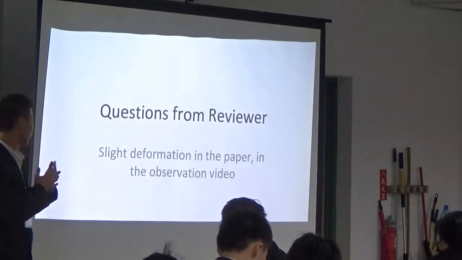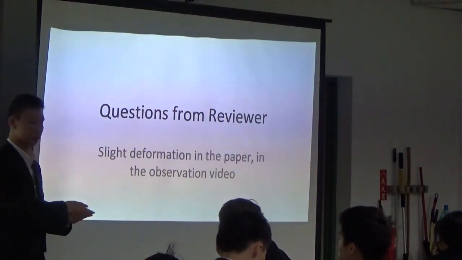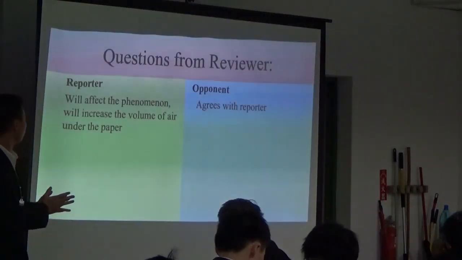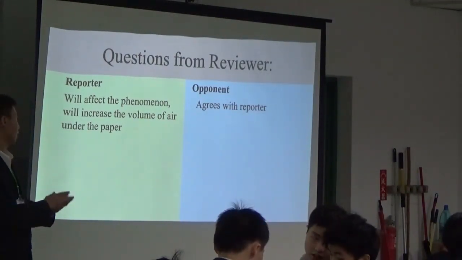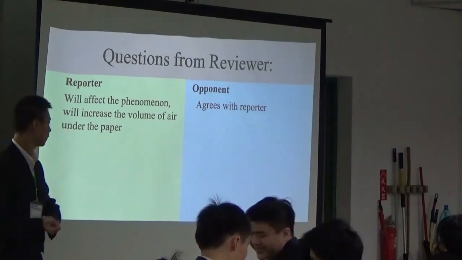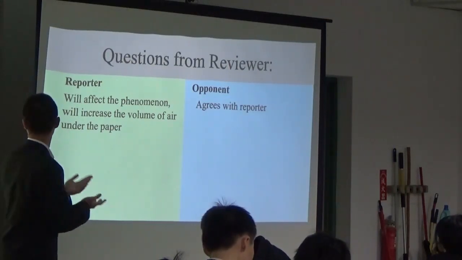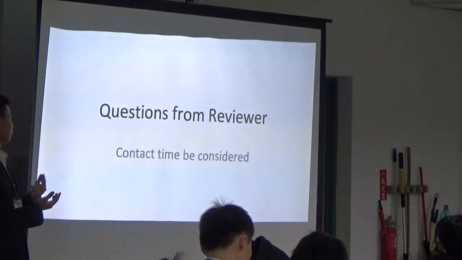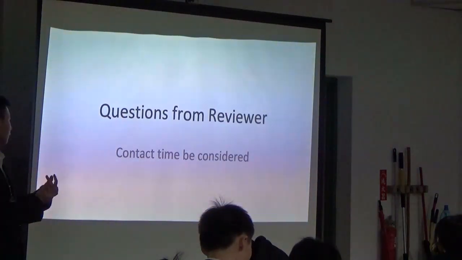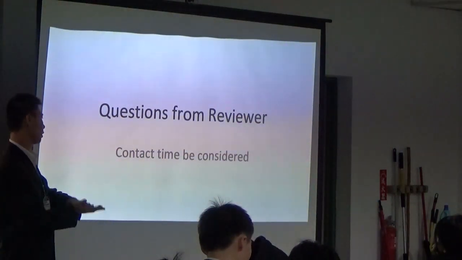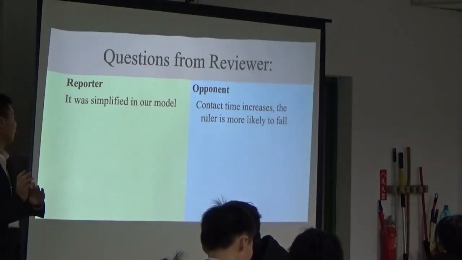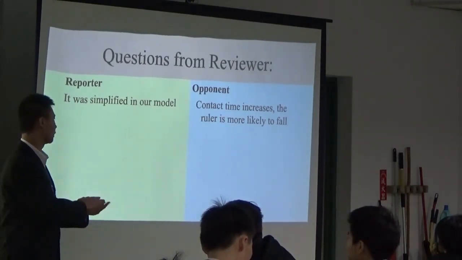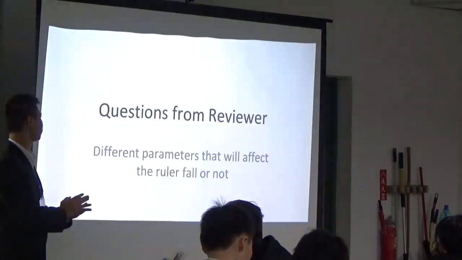So my first question for them is about the slight deformation in the paper which we observed in the video. The reporter said that it might affect the phenomenon because it will increase the volume of air under the paper, and the opponent agrees with the reporter. And my second question for them is, should contact type be considered as an important parameter? And the reporter says that it was simplified in their model. And the opponent says that as contact type increases, the ruler is more likely to fall.